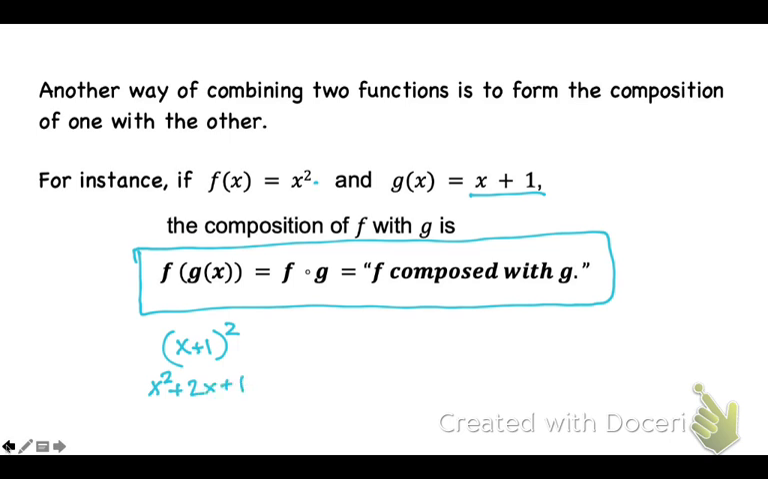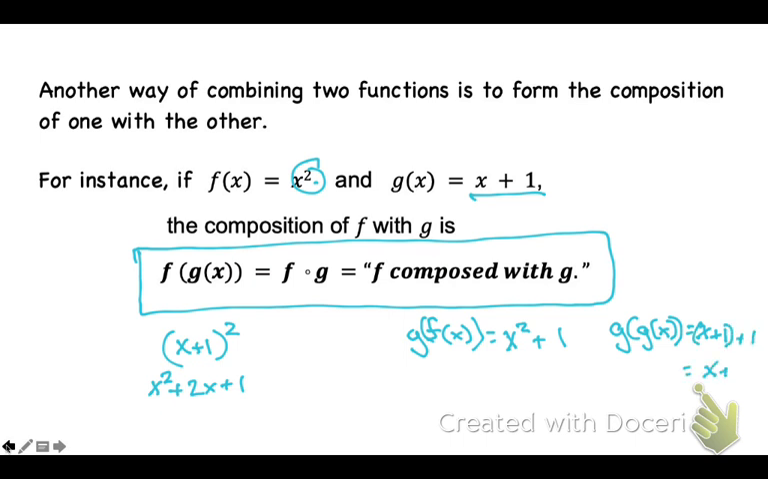So what about g of f of x? The x squared goes in for the x, right? So then it'd be x squared plus 1. What about g of g of x? You plug g of x in for x, yes? So it'd be x plus 1, plus that's your 1. x plus 1 plus 1. So it simplifies to x plus 2.